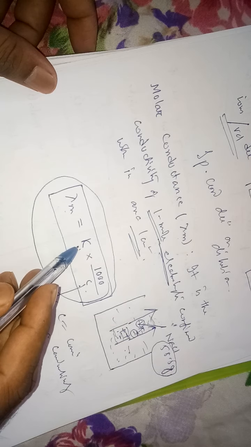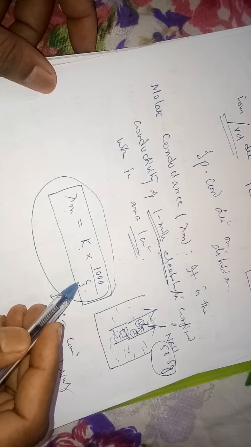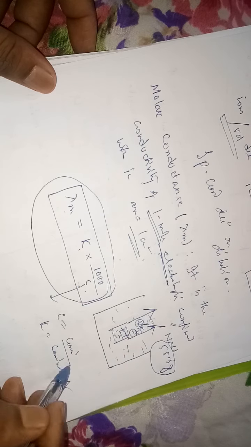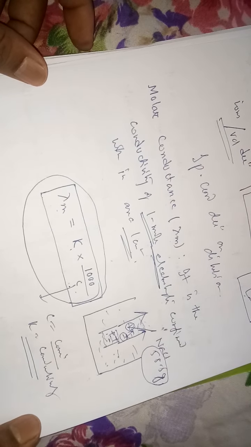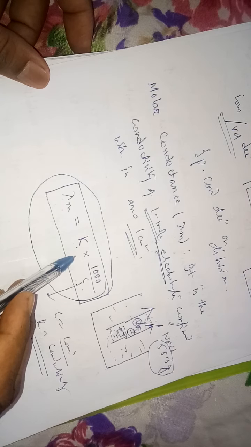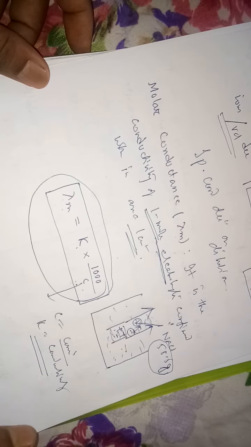Molar conductivity lambda m is equal to kappa into 1000 by C. Here C is your concentration, kappa is the conductivity. So these things you have to remember. This relationship, molar conductivity is equal to kappa into 1000 by C. This part you remember.